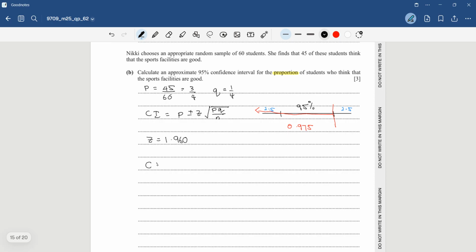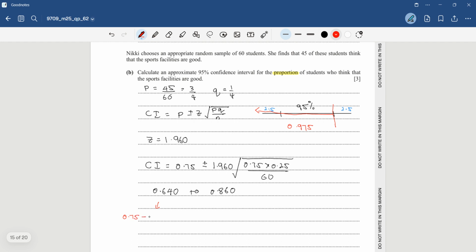So my confidence interval will be, my P is 3/4 or 0.75, plus minus my Z score is 1.960 times the square root of 0.75 times 0.25 over 60. So you can first minus, and you can plus. So your confidence interval will be 0.640 to 0.860.